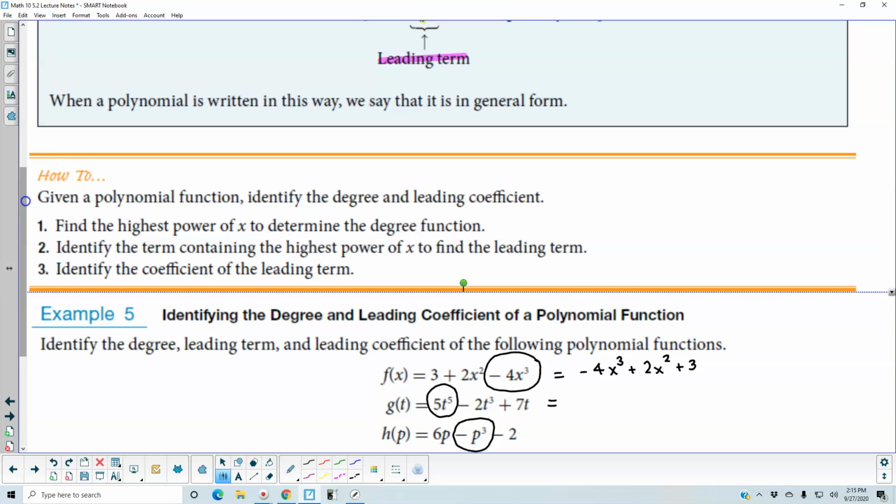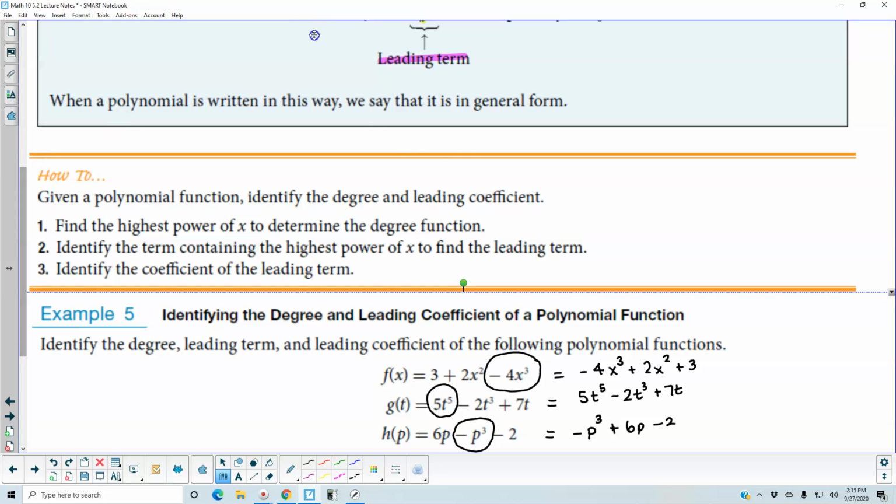And over here, we can see that this is already in the correct form: 5t to the fifth minus 2t to the third power plus 7t. And then over here, this would be negative p to the third power plus 6p minus 2.